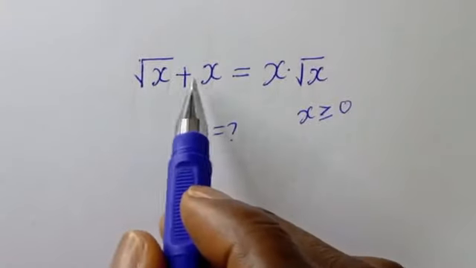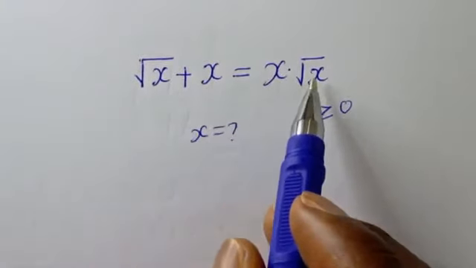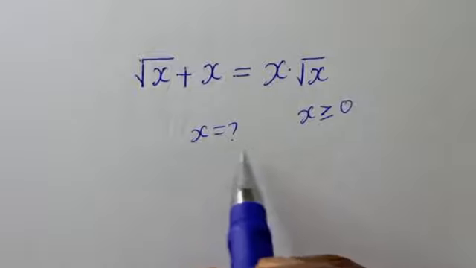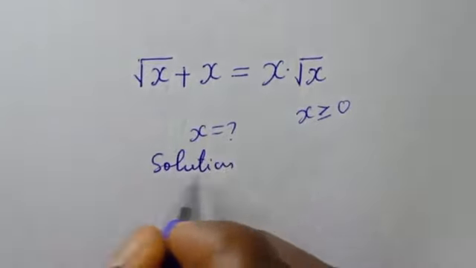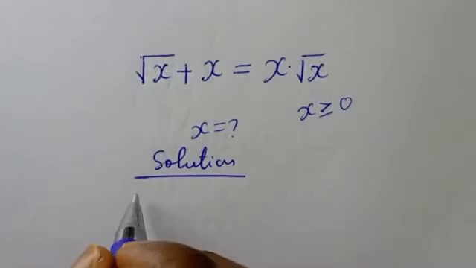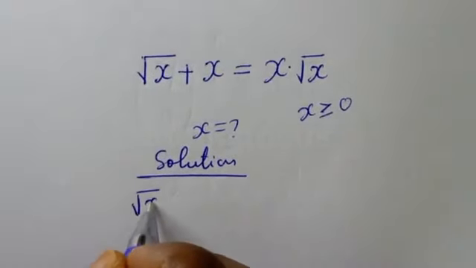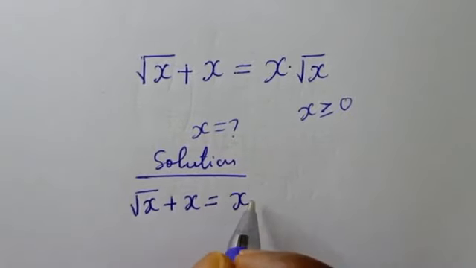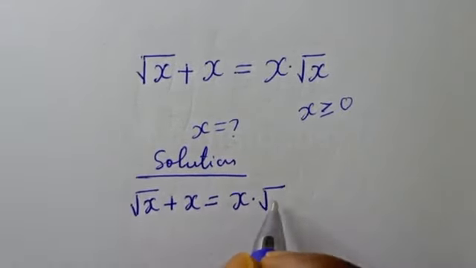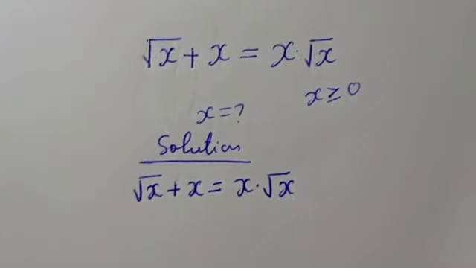Square root of s plus s is equal to s multiplied by square root of s. What is the value of s? Solution. We have square root of s plus s is equal to s multiplied by square root of s.